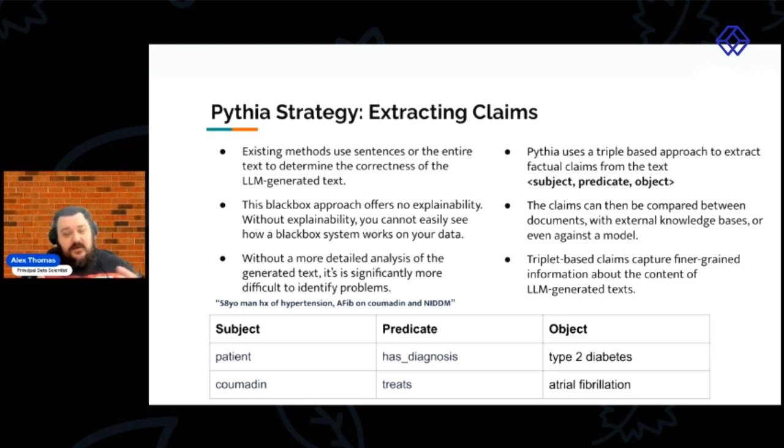And so what you do is you extract these claims in the form of these triples. Here's an example: a 50-year-old man with a history of hypertension, atrial fibrillation, who is on Coumadin and NIDDM, which is an abbreviation that essentially means diabetes. So we have an example of two triples extracted from that. The patient has diagnosis type 2 diabetes, and implied by that sentence, Coumadin treats atrial fibrillation.